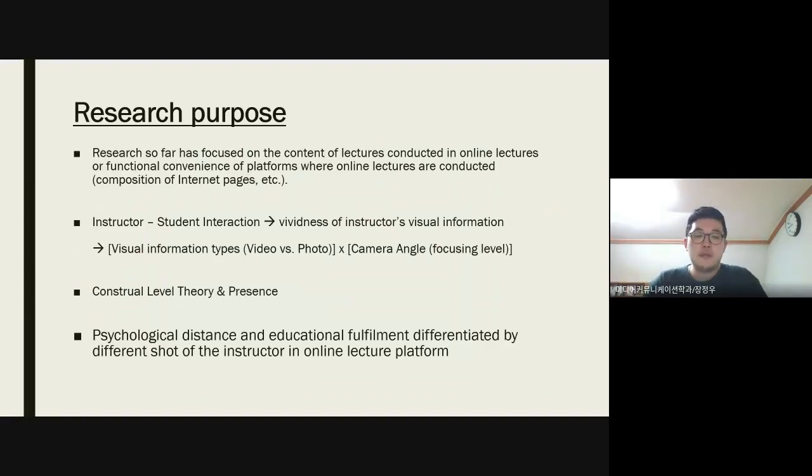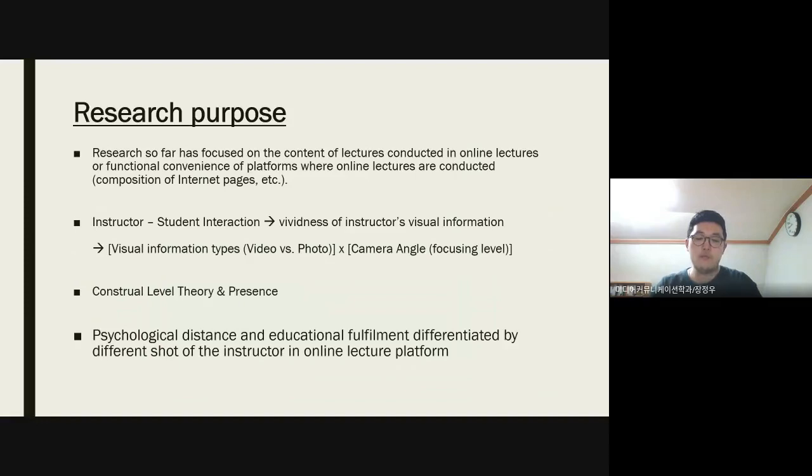So, the research purpose. Research so far has focused on the content of lectures conducted in online lectures or the functional convenience of the platform where online lectures are conducted, for example, the composition of internet pages. However, this presentation is conceptual research, and it attempts to explore the effect of instructor-student interaction when the instructor's visual information, body appearance, such as the instructor's face, is displayed in an online lecture. And I would like to explain such instructor-student interaction with construal level theory and presence.